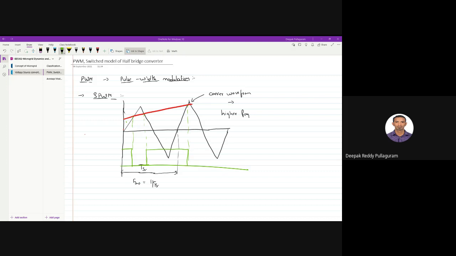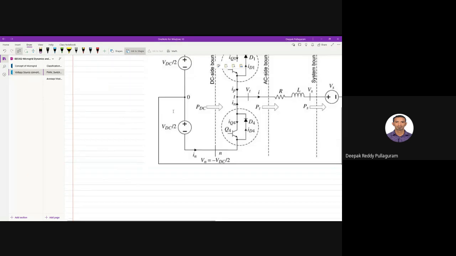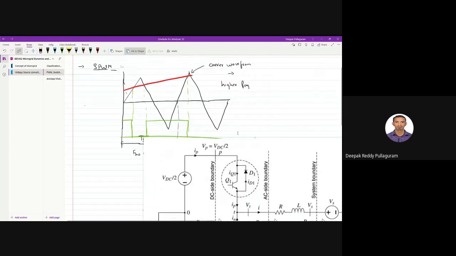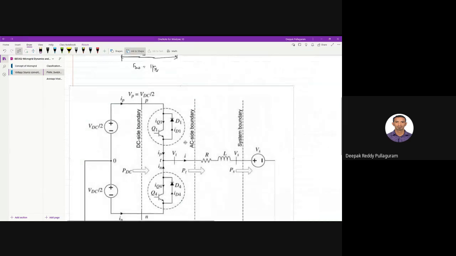So I'm copying it from a textbook. I already shared the textbook with you to the Google Drive.